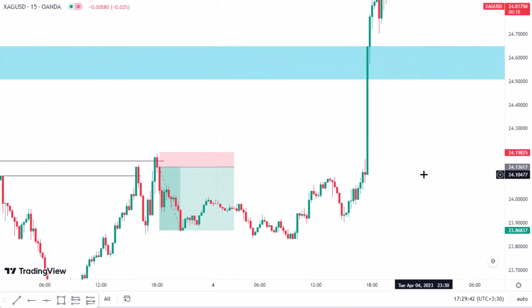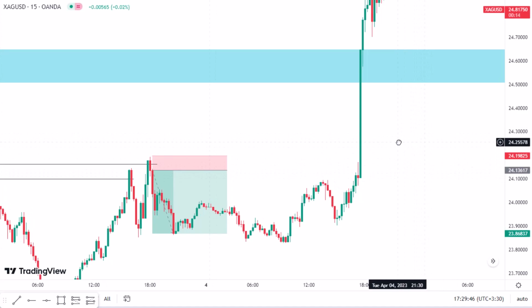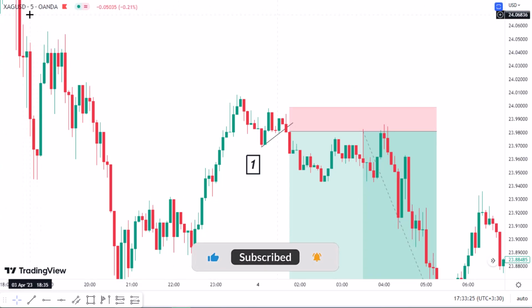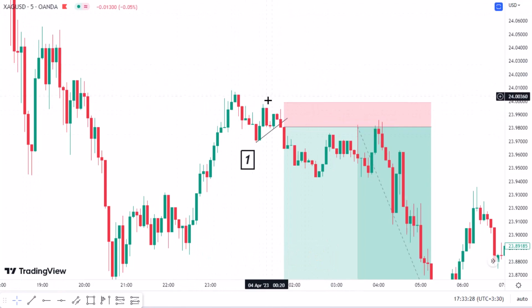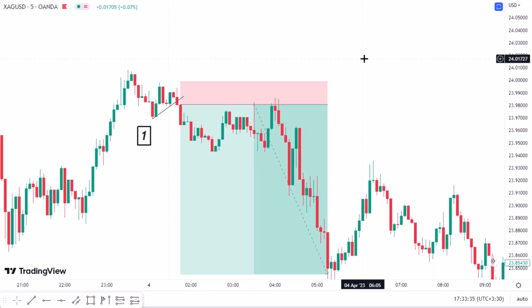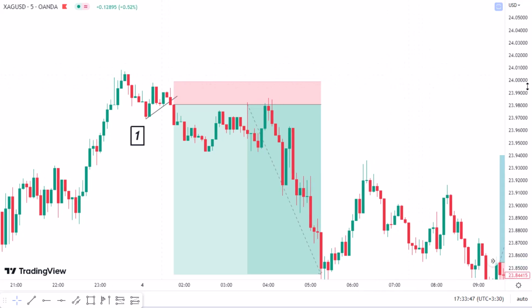Let's move to the next part, which I'm gonna show you the positions I made on 4th of April. Welcome back traders. As you can see here, we are on the silver chart, 5-minute time frame, and it's 4th of April. Then I'm gonna show you the 4 profitable positions I made on this day and see how I enter positions, how I set my stop loss, and how I exit trades, so that you can learn from them and trade in the real market.